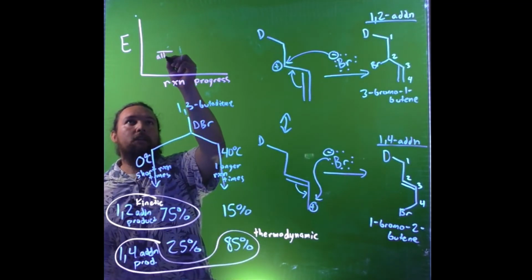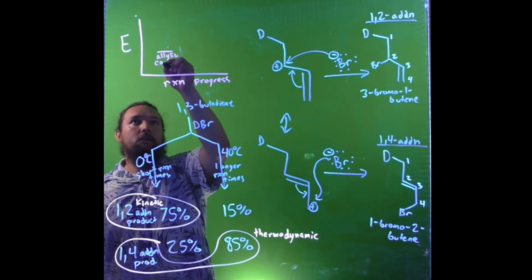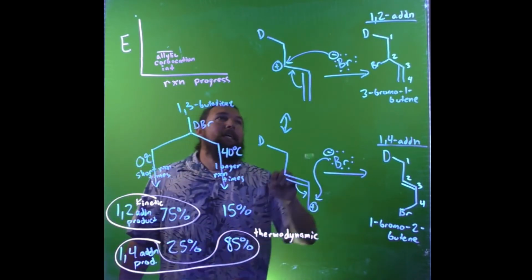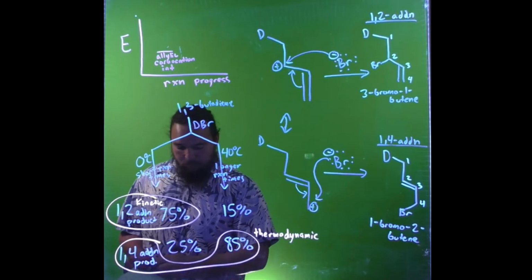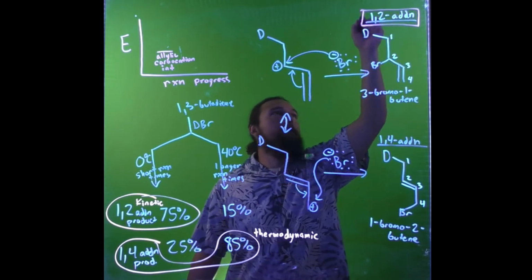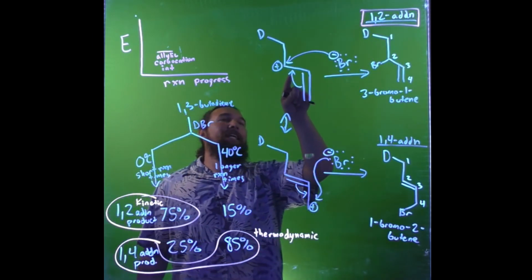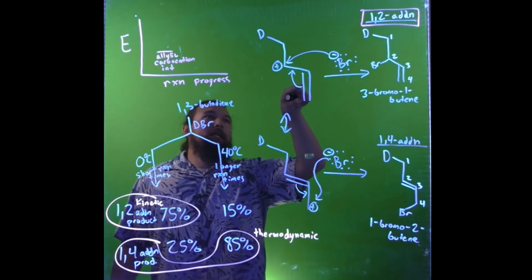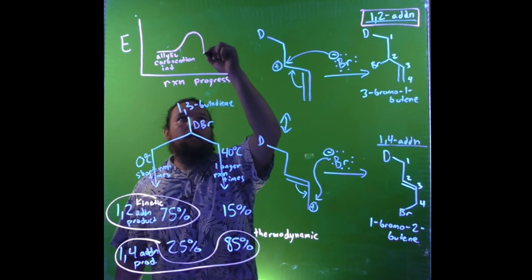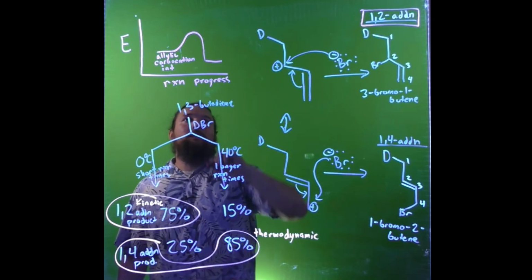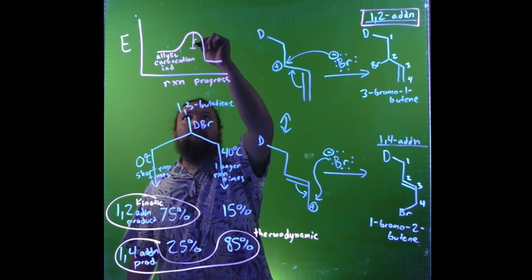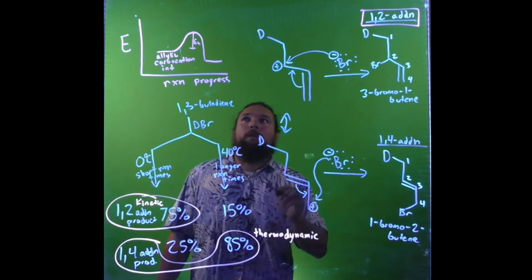They're both at intermediate. What happens is in the 1,2 addition, and let's go ahead and do the 1,2 addition in pink. For the 1,2 addition, since this carbocation intermediate is lower in energy, the activation energy that it has to overcome, let's just arbitrarily say that this is the energy barrier that it has to overcome. This here is the activation energy that it needs to overcome.